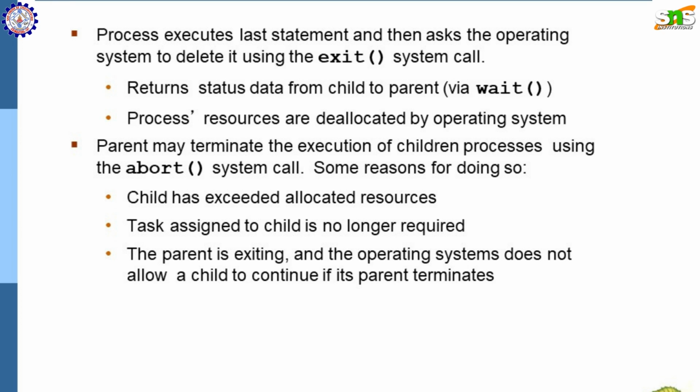A parent may terminate the execution of children processes using the abort system call also. The reason for doing this is either the child has exceeded allocated resources, or the task assigned to the child is no longer required, or the parent is exiting and the operating system does not allow a child to continue if its parent terminates. So these are the three reasons for an abort system call. The child is terminated by the parent.